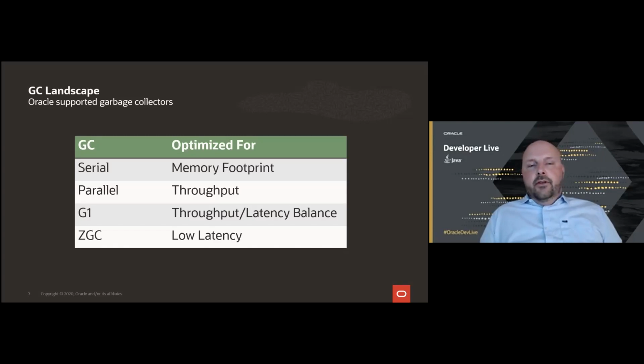So here we see a little bit of an overview of the GC landscape. This is a list of the Oracle supported GCs and what they're optimized for. We have serial GC at the top, optimized for low memory footprint. This is something you would use in constrained environments, typically an embedded system or something similar. We have parallel GC, which is a throughput-oriented GC. Then we have G1, which is the default GC today, and that tries to offer a good balance between throughput and latency. And then we have ZGC, which is addressing that low latency part of this spectrum.